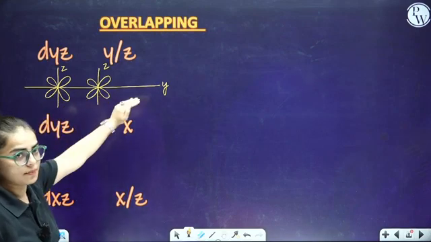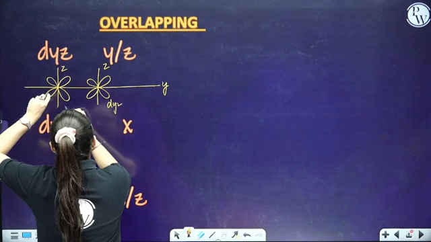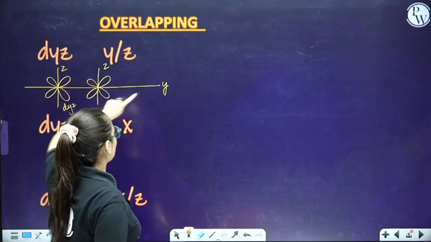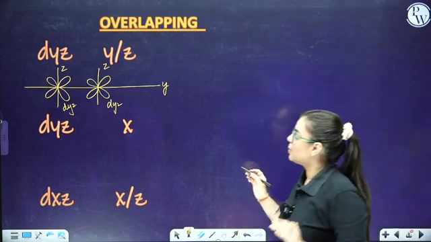Because the axis is same. Because it is basically dyz. It contains the y-axis already in it. The axis is same, right? So here what will happen? Which kind of bond formation will take place?